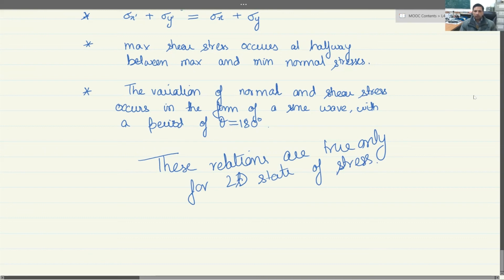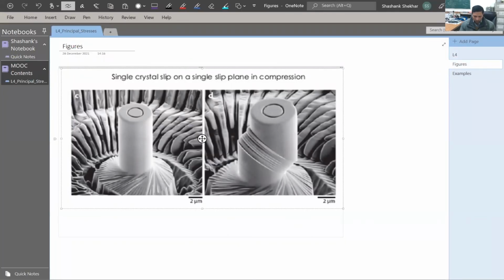Okay, so we have today talked about one important concept about stresses, which is principal stresses, and we also looked at plane stress transformation. And before we go, I would like to show you an important figure. So here what you are looking at is a small pillar, which is also called a micro pillar, that you are able to make in FIB, focused ion beam electron microscope. So this is of the order of, you can see the scale is given here, 2 micrometer. So the diameter is something of the order of 5 micrometer, and the length may be of the order of 20 or 40 micrometer at the most.